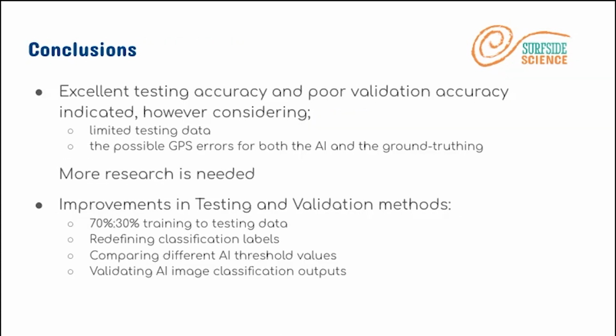So for the conclusion, despite the high testing accuracy, we acknowledge we need to gather more testing data to further validate our results. And our validation accuracy underscored the need for improving the accuracy of the ground observation and addressing potential GPS-based errors affecting both the AI model and the ground truthing process.